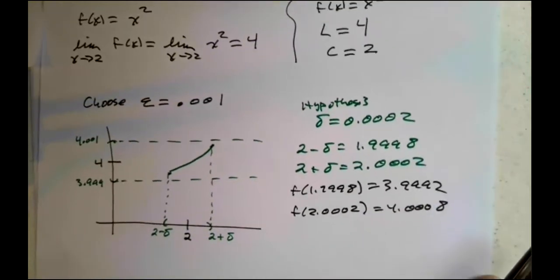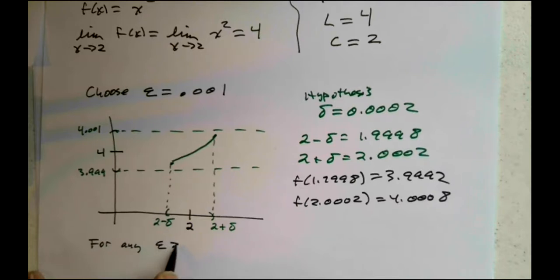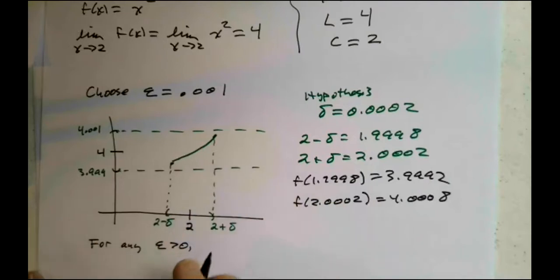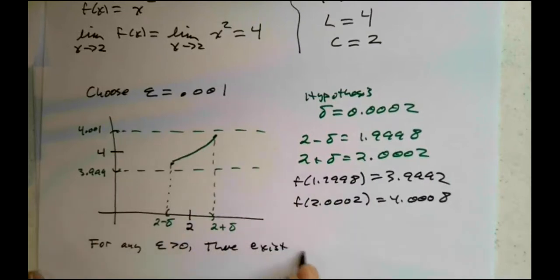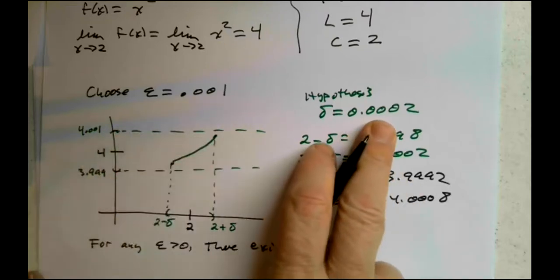So what does our formal rule tell us, right? For any epsilon greater than 0, we've tried two of them. We tried 0.05, we tried 0.001. This is not a proof. This is just helping us understand what the directions say. For any epsilon greater than 0, we have to find some delta. Notice that delta changes depending on the epsilon. There exists delta greater than 0. So in this case, epsilon was 0.001 and our delta was 0.0002.